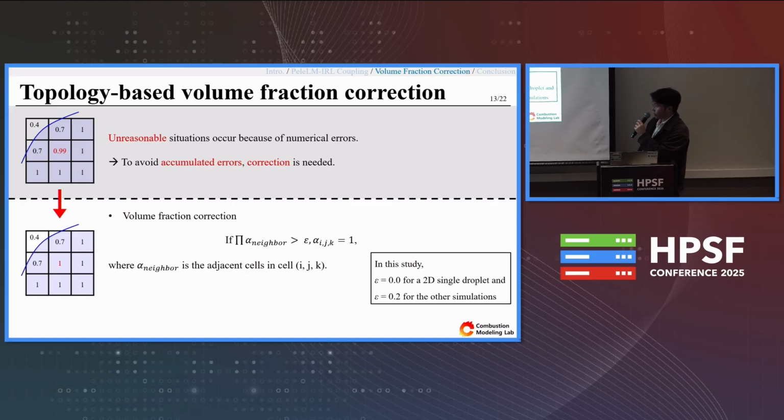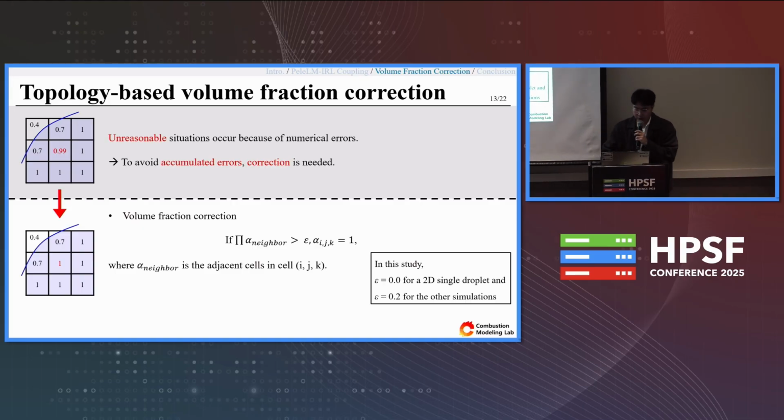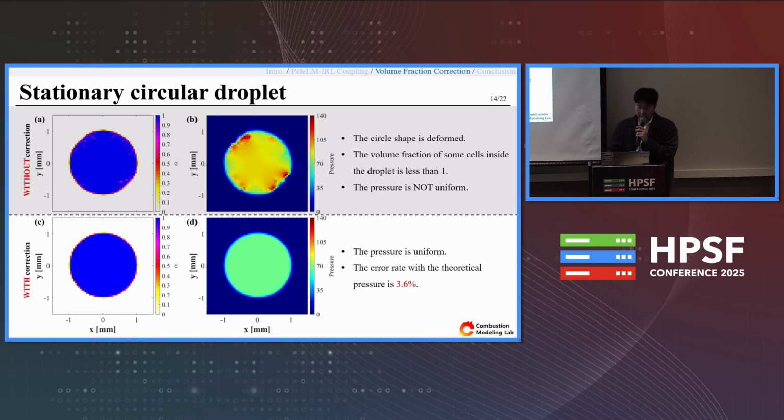I use the product of the alpha neighbors, where the alpha neighbors are the adjacent cells. For this problem, the central cell is the ijk cell, and the adjacent cells are the alpha neighbors. If the product of the alpha neighbors is bigger than some epsilon, then I change this alpha to 1. In this study, epsilon is 0 for the 2D single droplet, and 0.2 is used for the other simulations.